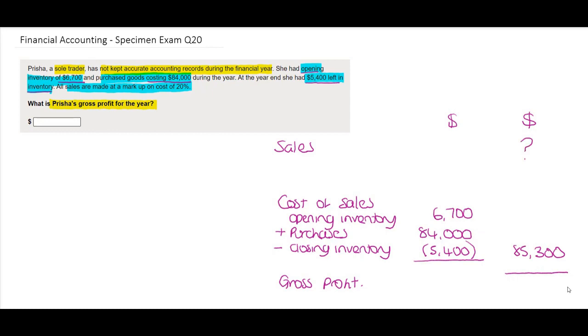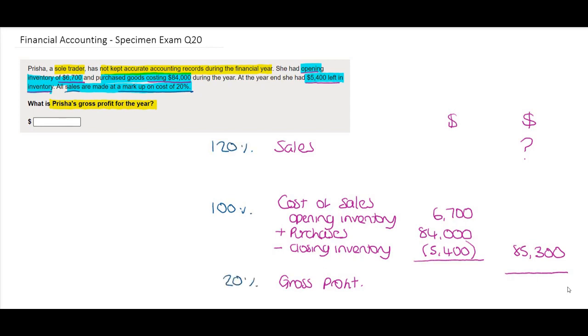We need to get to our gross profit figure, but how do we find that when our sales figure is missing? The additional information they have given us is that sales are made at a markup on cost of 20%. And so, working on cost of sales being 100%, sales must be 120%, which would then leave us with gross profit of 20%.